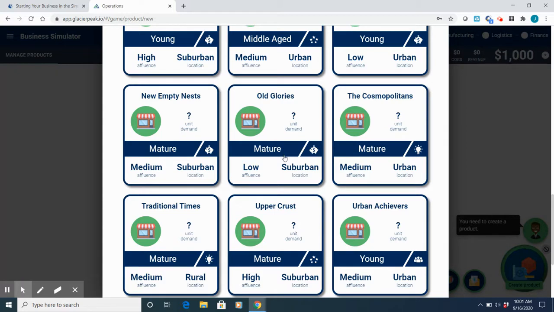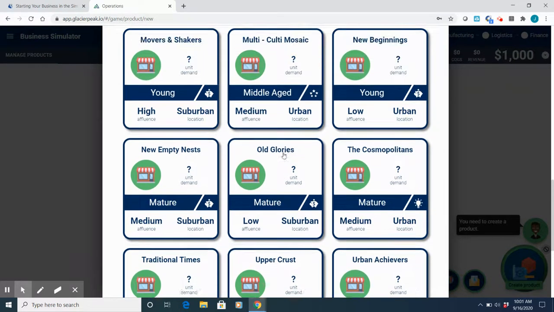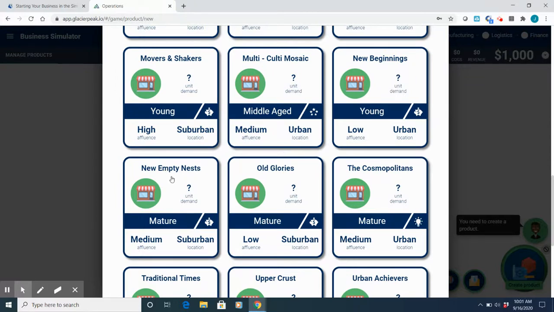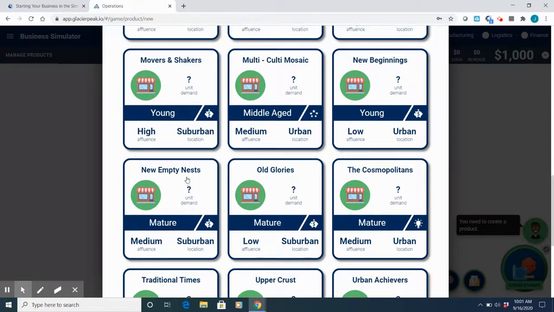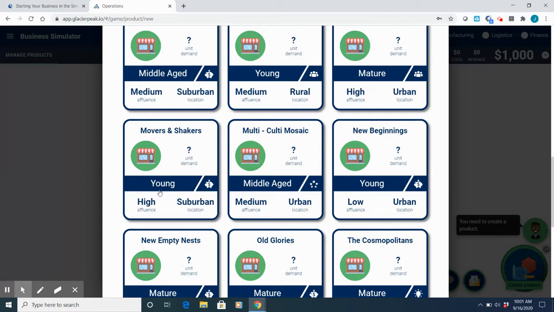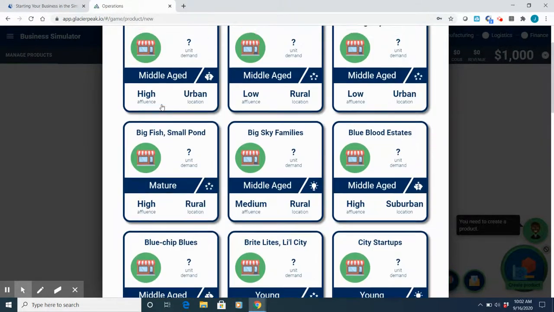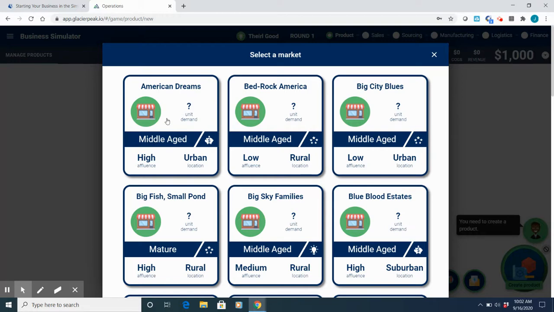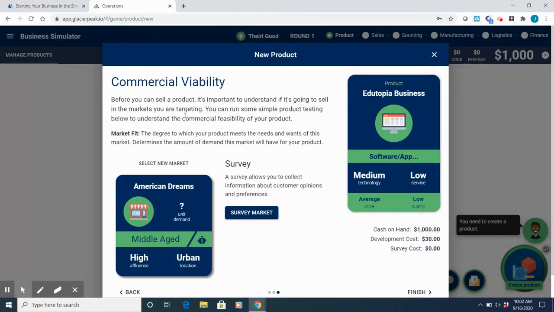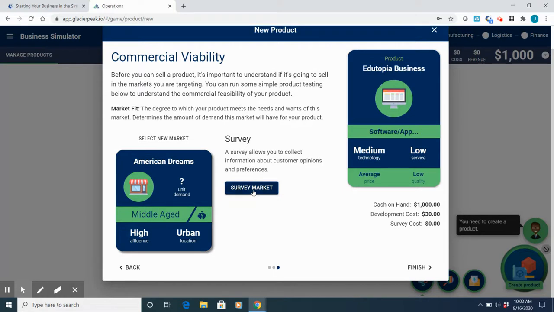And again, the names they use indicate the market. So for instance here, empty nesters, those would be people that are older without kids. And again, it tells you that. It tells you, are they young? Or do they have money? Where do they live? And then what I want you to do is just figure out, okay, I'm going to select one. I'm going to go ahead and survey the market.